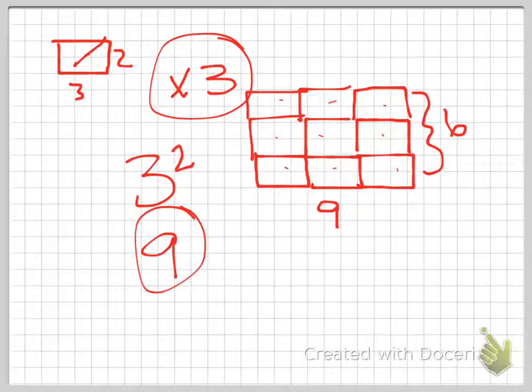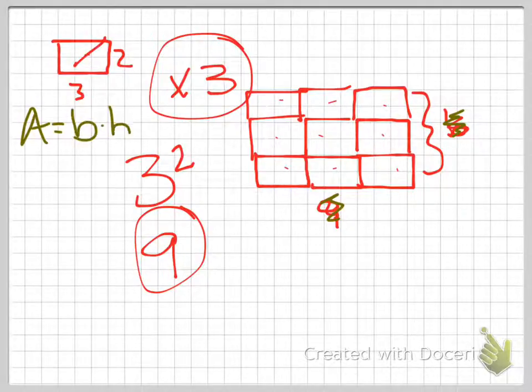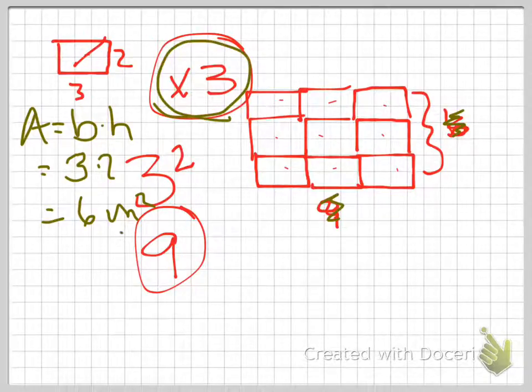Now here's the thing. Without having to figure out my 9 and my 6, keeping those blank and not even remembering them, I know that my area here is base times height, which is 3 times 2, which is our 6 units squared. I can take my 6 units squared, knowing that I'm going to triple each of the sides. I'm going to multiply that times 3 squared.